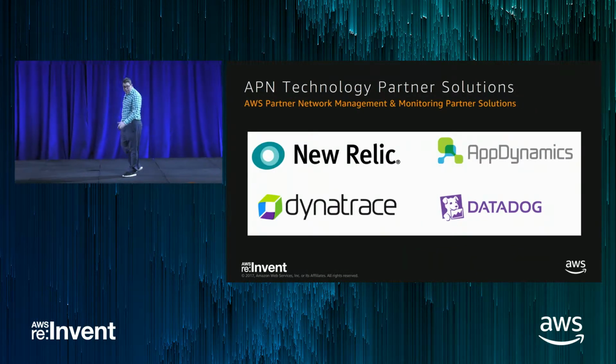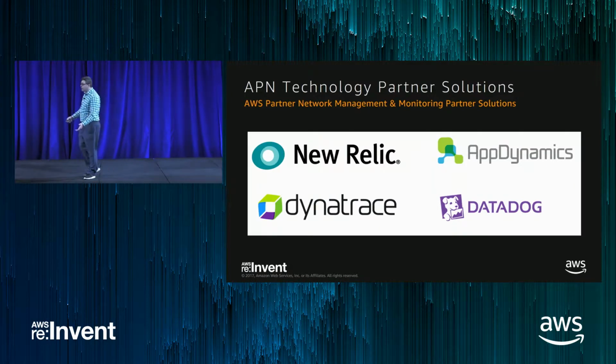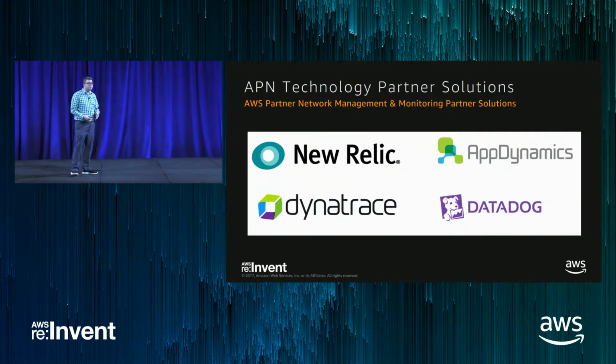So we have a variety of APN technology partners. I mentioned the AWS Partner Network provides marketing, technical, and business support to ISVs, independent software vendors, building or integrating with Amazon Web Services. And we have SIs, system integrators. These are responsible for managing services or building on AWS on behalf of an ISV. And luckily, we have a variety of solutions, including New Relic, AppDynamics, Dynatrace, and Datadog. Many of these partners are here at re:Invent for you to talk to them to learn how you could do this in a more simplified fashion.